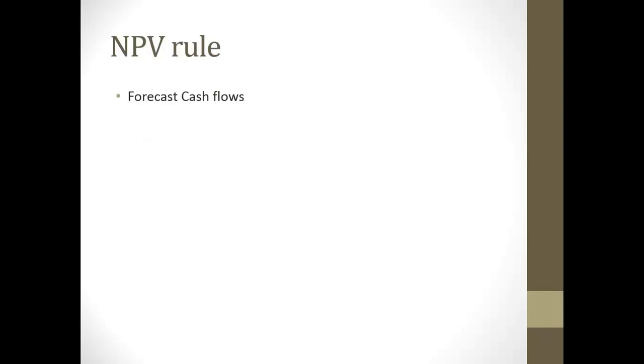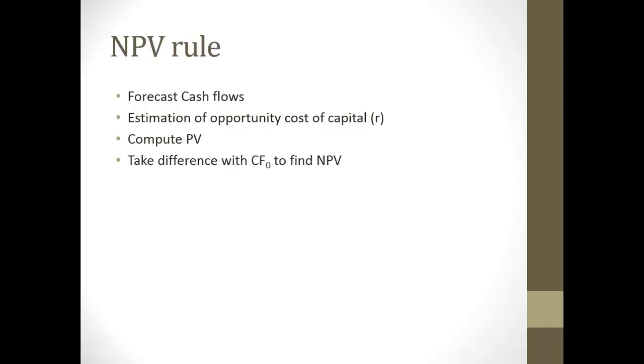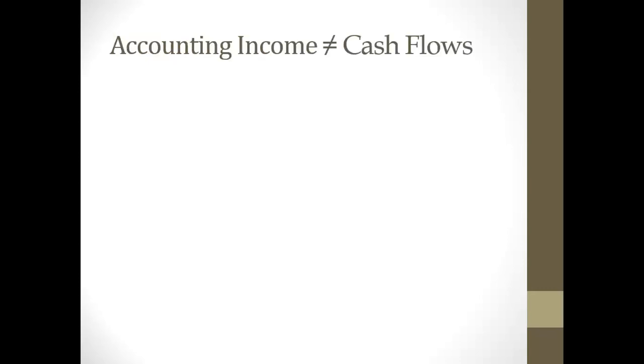We should be able to forecast, in the first step, the cash flows. In the second step, we should be able to estimate the opportunity cost of capital, R, which is then used as a discount rate in the denominator. In the third step, we will compute the present value using the discount rate or the opportunity cost of capital. And when we take the difference of the initial cash outlay with the inflows that arrive in the future, or the present value of these inflows, then we can calculate the net present value.